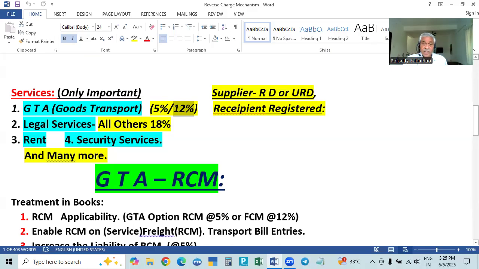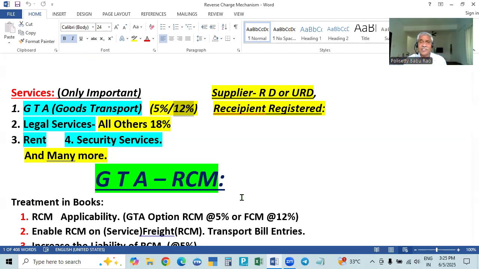He cannot collect. In the case of a registered person, if he opts for 5% RCM, he will have to make a note: GST is payable by the recipient, meaning the receiver of goods, under reverse charge. He will mention that, and he will not charge any tax. Even if you show the tax, that will not be added to the total.